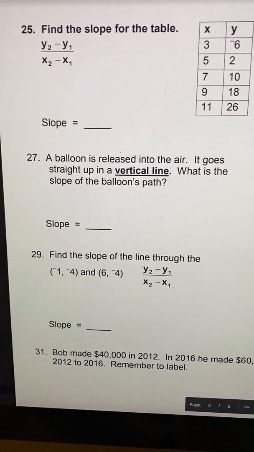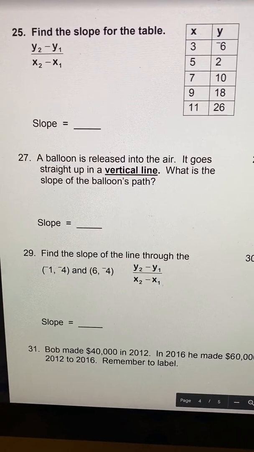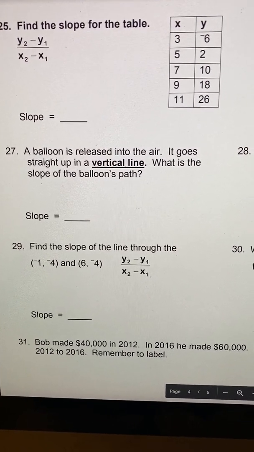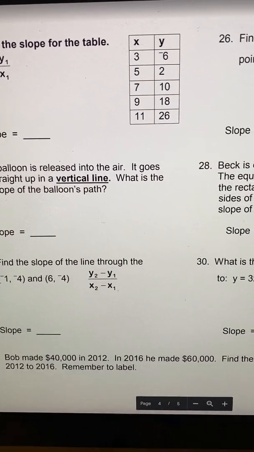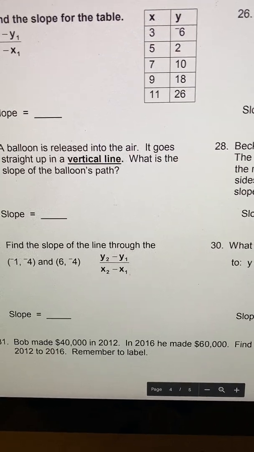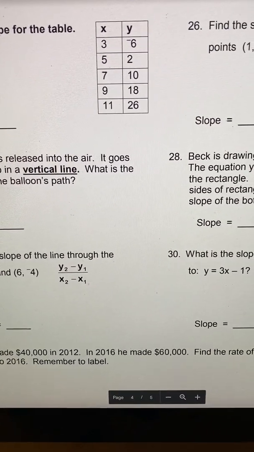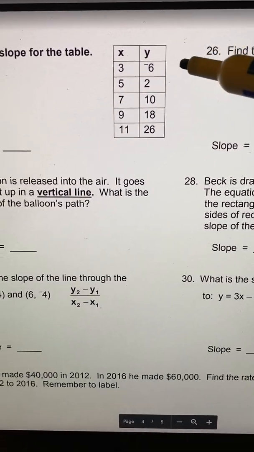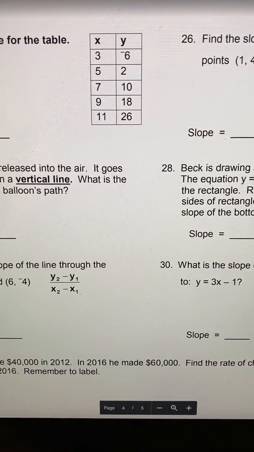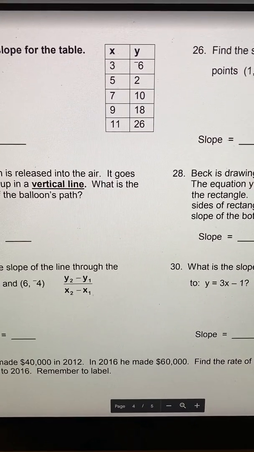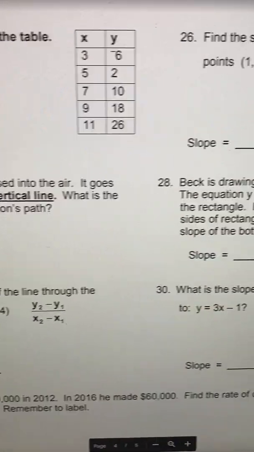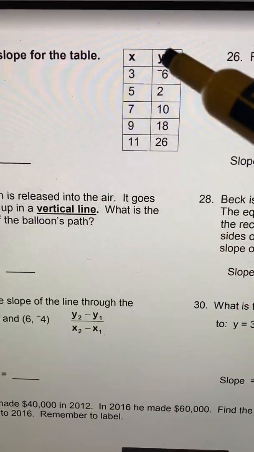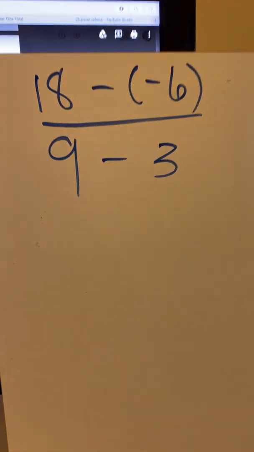Now, knowing the parts of this to put in where. Good news is, it doesn't matter what parts you use as long as you're consistent. I'm going to use (9, 18) and (3, -6). Doesn't matter what ones I use. 18 is y2, so it's going to be 18 minus y1, which is -6, so 18 minus -6. And as the denominator, I have to match up with 18, so it's 9 minus 3.